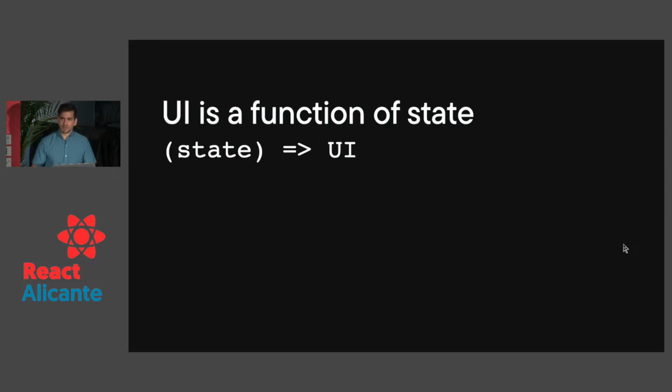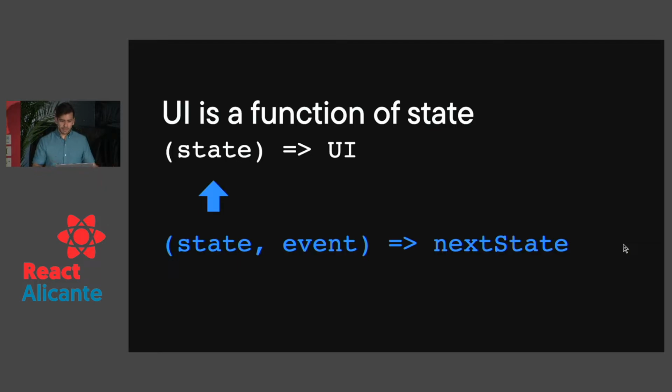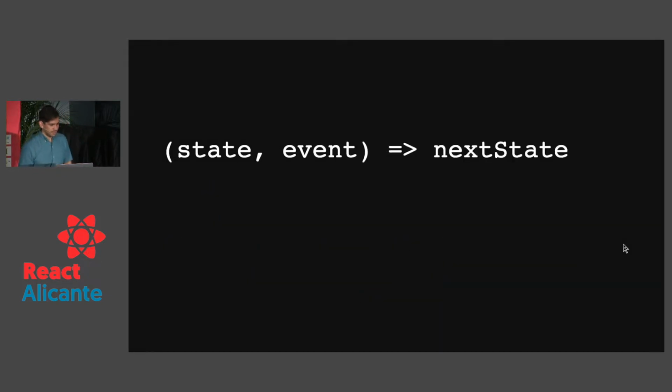And so I think part of the problem is how React approaches how UI is a function of state. And Redux also popularized the fact that the next state is derived from the current state and the event. But both of these relations seem to miss the whole effects part. Like, where do effects fit into all of this?